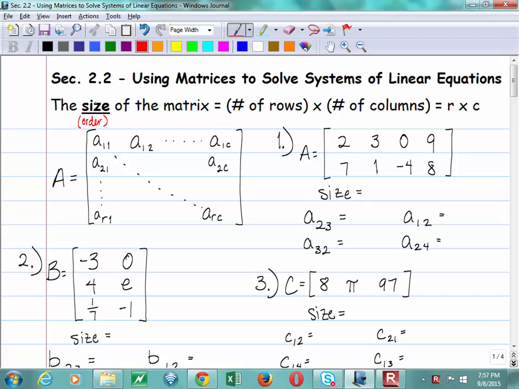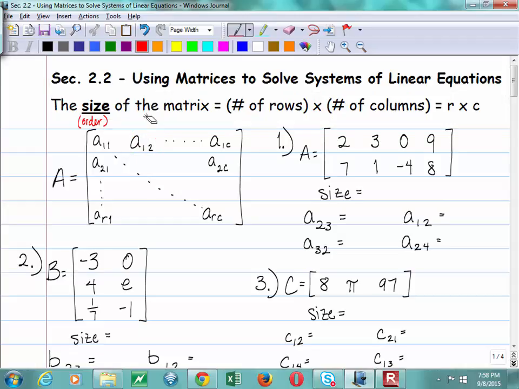And you see on our example here, it says A equals. This is just an example of a matrix, and the little subscript, like when it says A with a subscript 1, 1, that means this is the entry in row 1, column 1. And when it says A1, 2, that is just referring to the entry in row 1, column 2. Okay, so that's what that means.